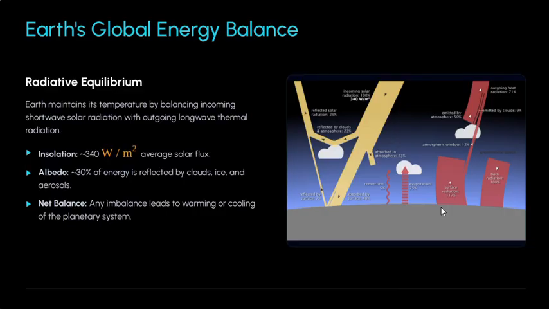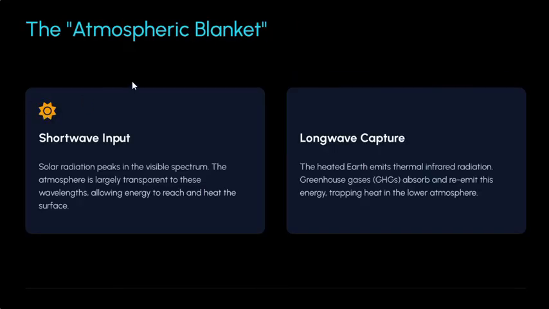Okay, we're gonna talk about the atmospheric blanket now. Shortwave input of solar radiation peaks in the visible spectrum, and the atmosphere is largely transparent to these wavelengths, which allows energy to reach and heat the surface. And we have longwave capture, where the heated Earth emits thermal infrared radiation, and greenhouse gases absorb and re-emit this energy, trapping heat in the lower atmosphere. So that's why it's so hot, bro.